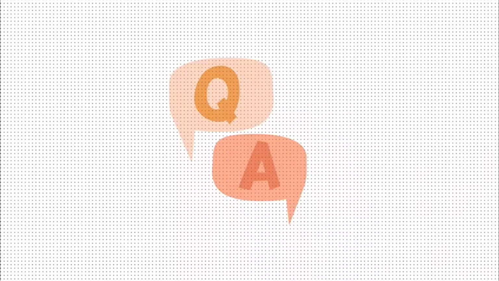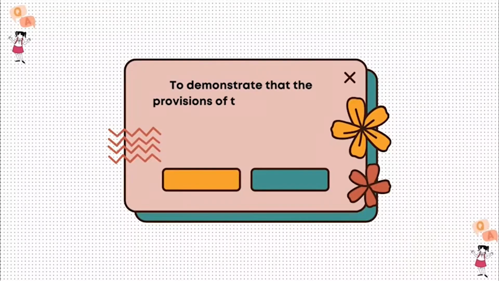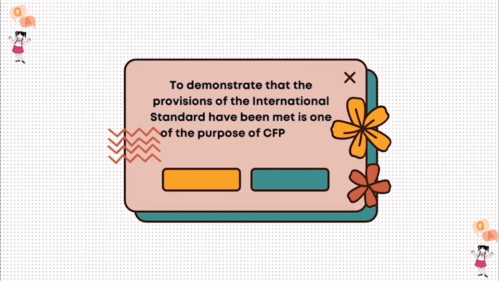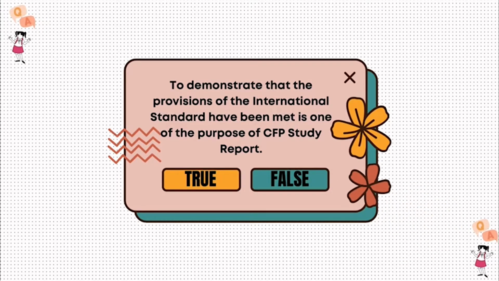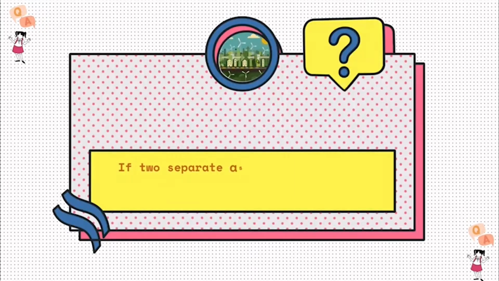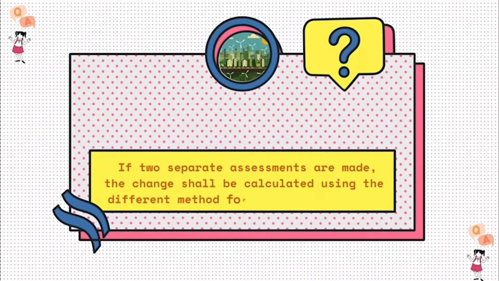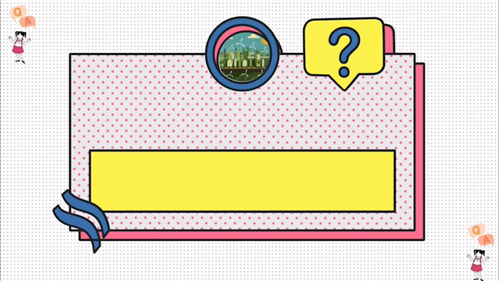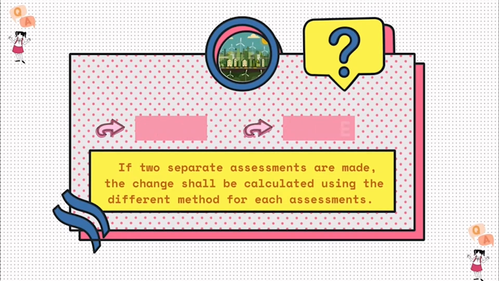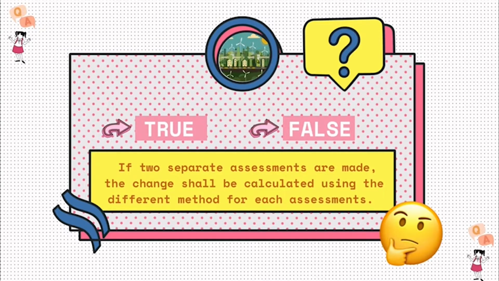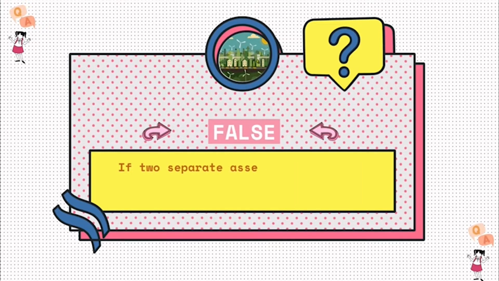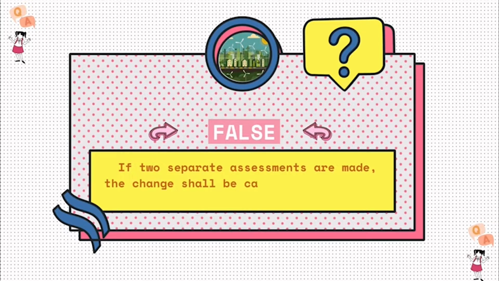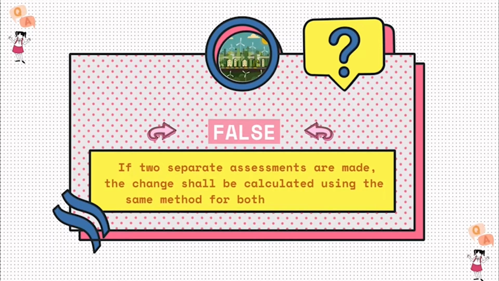Moving on to the Q&A for Part 4. To demonstrate that the provisions of the international standard have been met is one of the purposes of the CFP study report. True or false? The answer is true. If two separate assessments are made, the change shall be calculated using a different method for each assessment. Do you think the statement is true or false? The answer is, the statement is wrong.